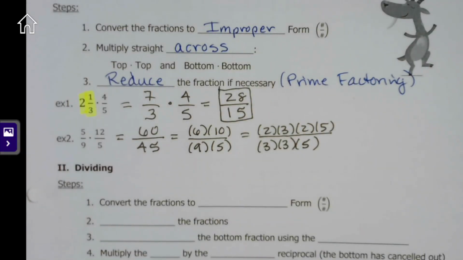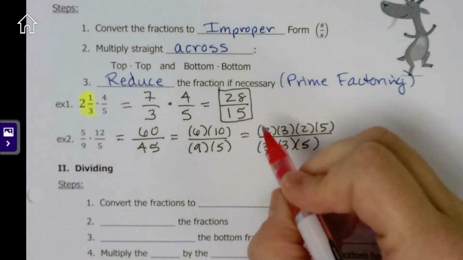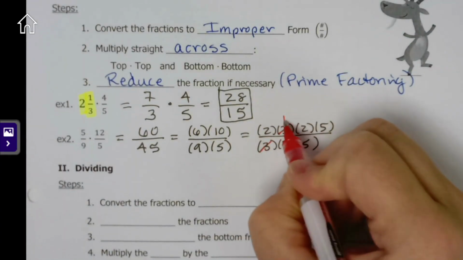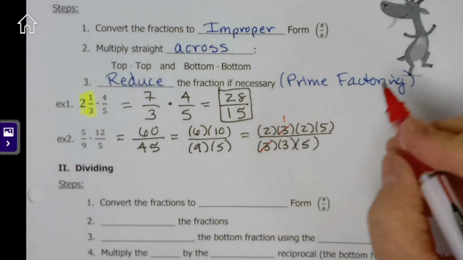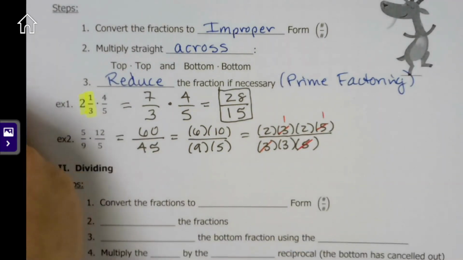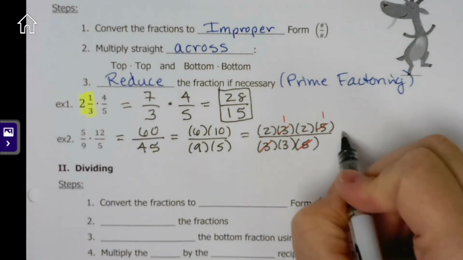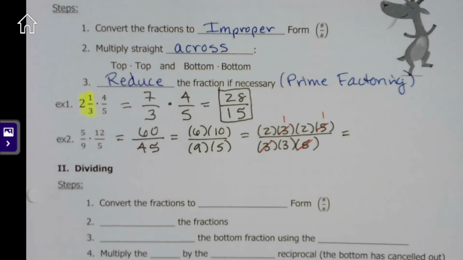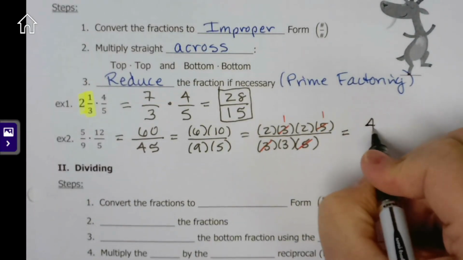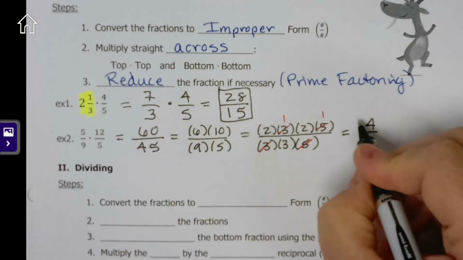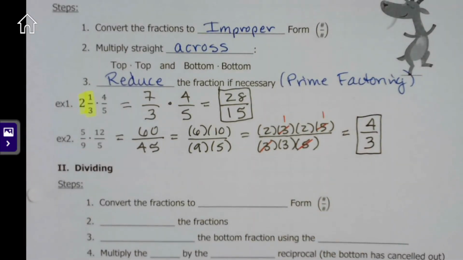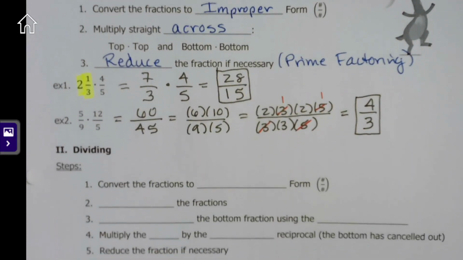Okay, now we're going to divide. Common factors top and bottom. I can divide a 3 into a 3 one time. I can divide a 5 into a 5 one time. And that's it. Multiply what's left. 2 times 2 is 4. On the bottom, there is a 3. And we are reduced. Any questions about multiplying?